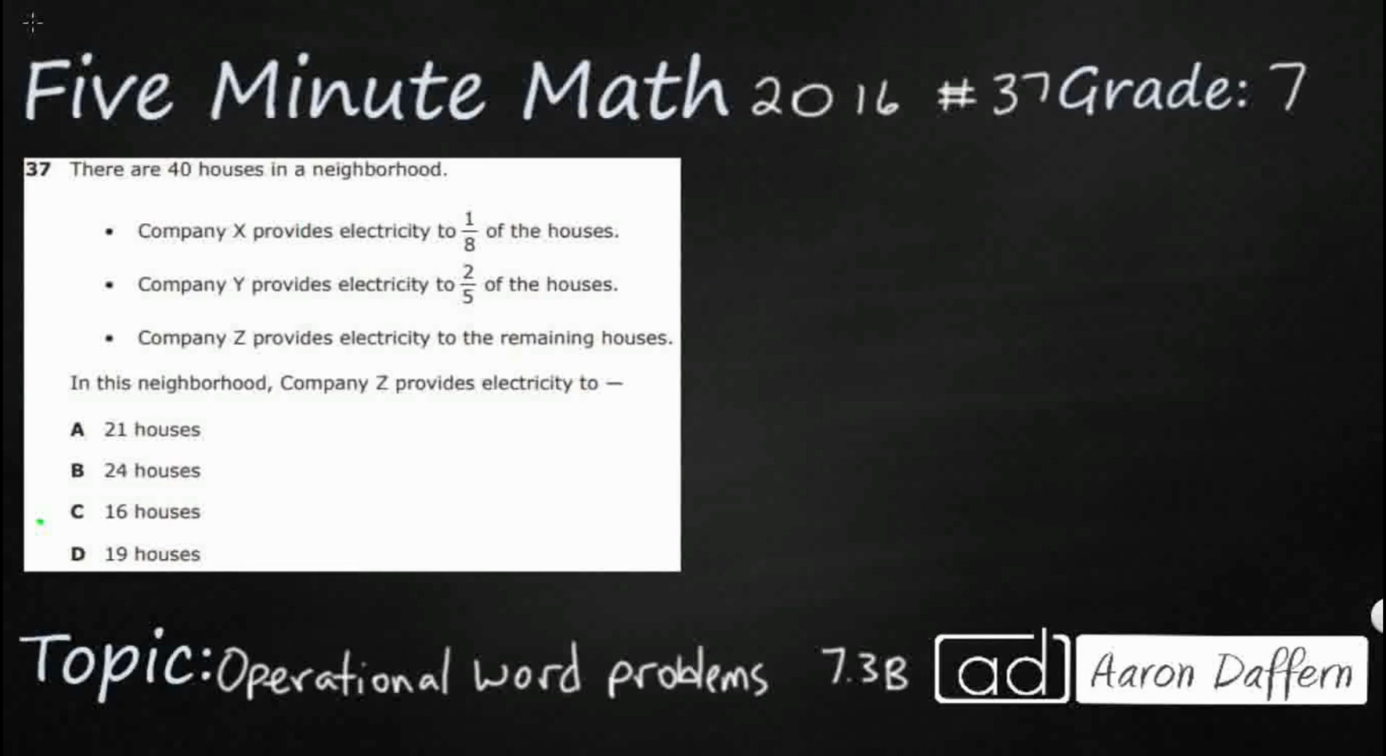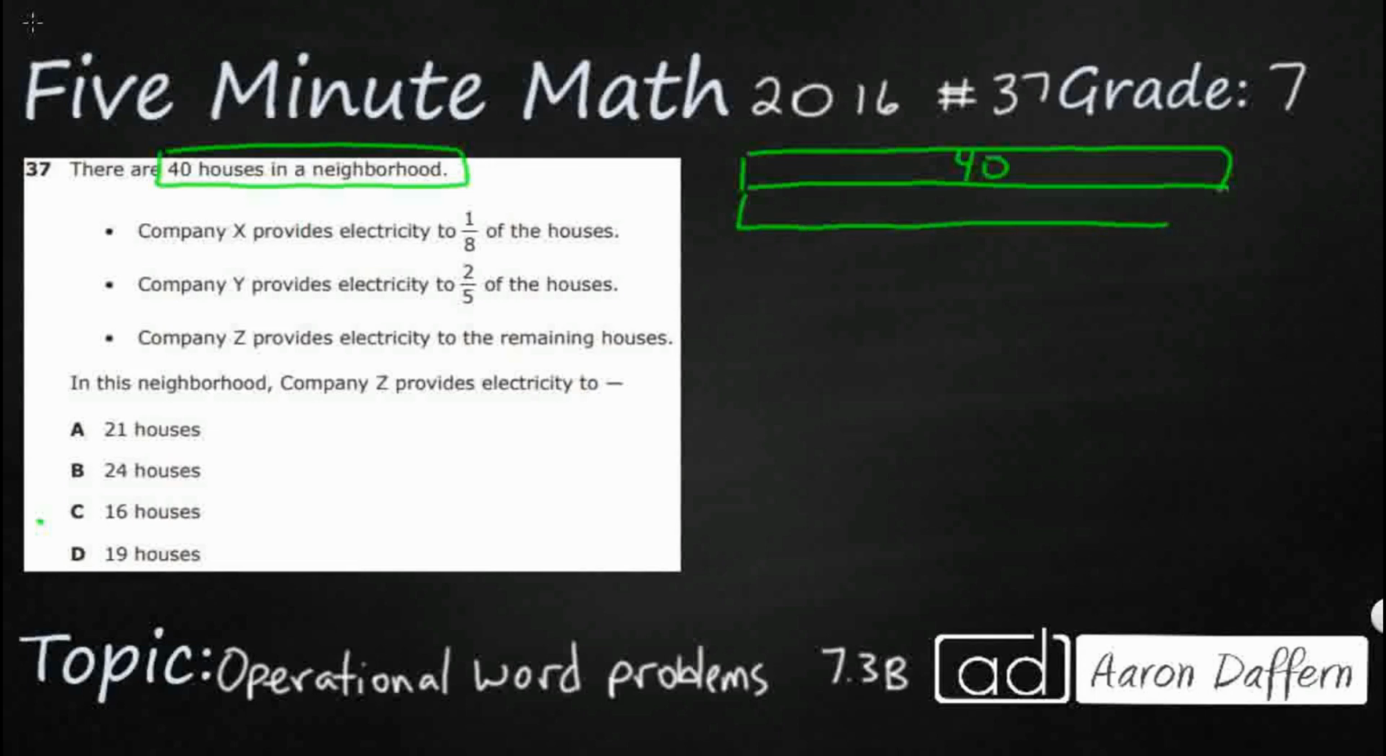So we've got 40 houses in a neighborhood. I'm going to go ahead and put that into a strip diagram just so we can keep track of what we're actually looking for. So a total of 40 houses, that's our total. And we've got it broken up into, looks like, 3 chunks. So I'm going to draw them. I'm just going to split this into thirds, but it's not meant to be proportional.